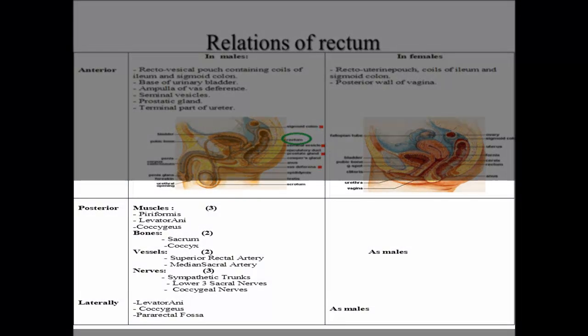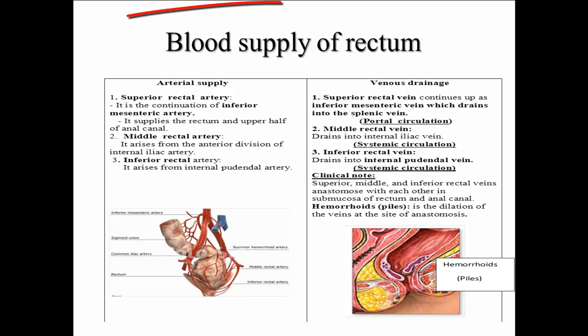Over the posterior part, there are muscles, which are the piriformis, levator ani, coccygeus; bones, sacrum, coccyx; vessels, superior rectal artery, median sacral artery; nerves, sympathetic trunk, lower 3 sacral nerves, coccygeal nerve. Laterally, there is levator ani, coccygeus, pararectal fossa.